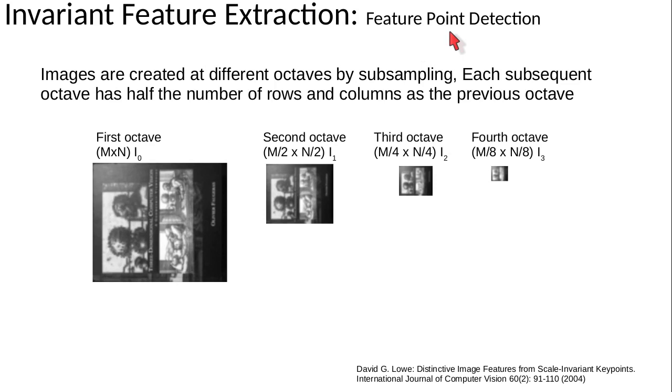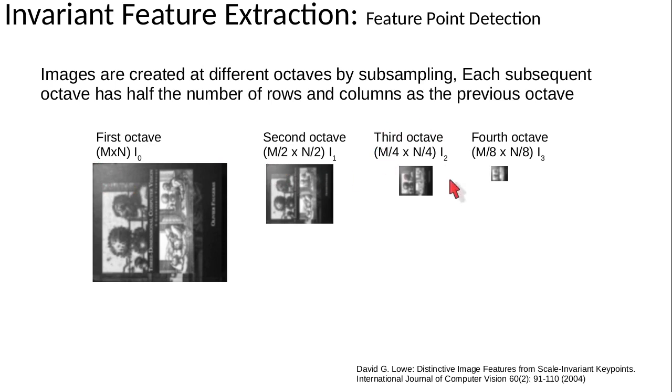Let us now see how feature point detection was implemented in the 2004 paper. An input image having a size m by n, that means m rows and n columns, is considered to be I0 or the first octave. This first octave is subsampled to obtain a second octave or the image I1. The second image will have number of rows equal to m by 2 and number of columns equal to n by 2. That means for every 4 pixels in this image, there will be 1 pixel in the image I1.